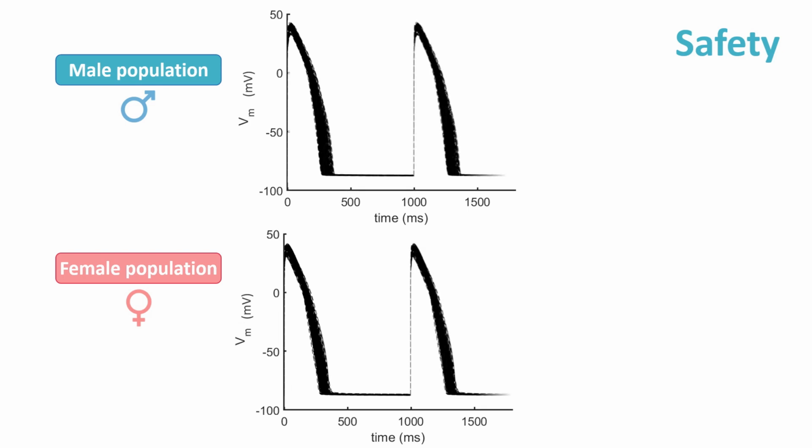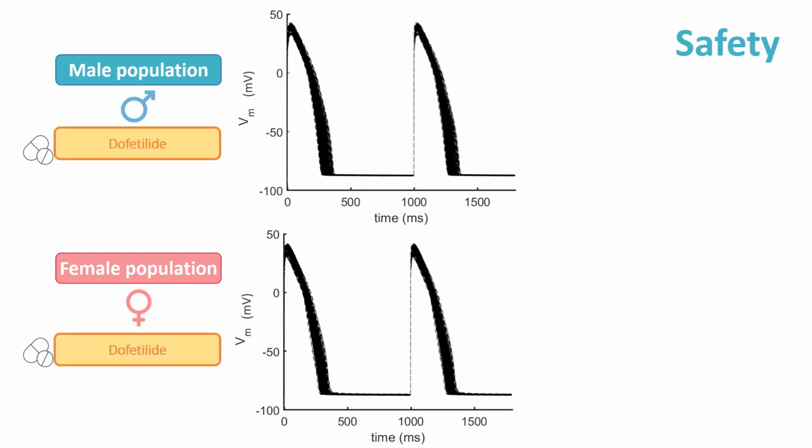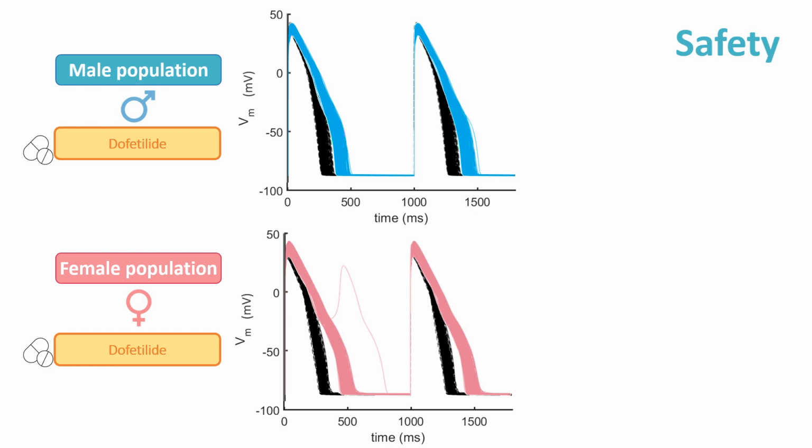During drug safety assessment, for instance, the effects of the same posology on action potential differ between population groups. Indeed, a larger prolongation in females can lead to early afterdepolarizations, a precursor of torsade de pointes at the cellular level and an indicator of arrhythmia risk.